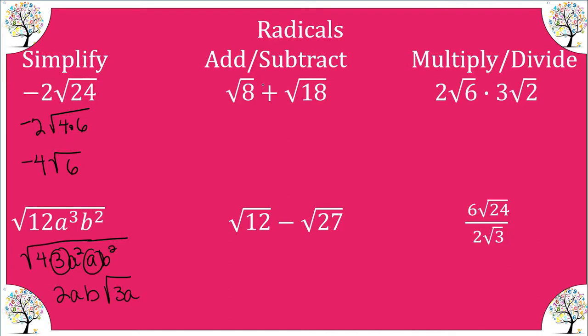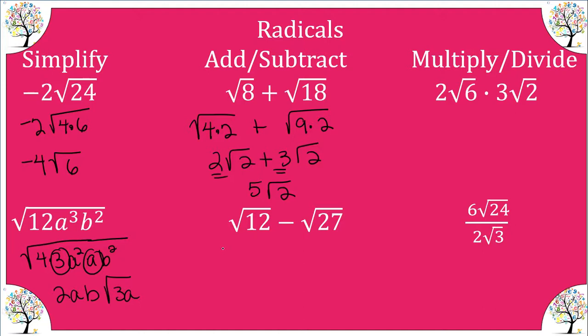When we add and subtract, just like with fractions or combining like terms, our radicands have to be the same. So we're going to simplify first, and we have 4 times 2. And then with 18, we can do 9 times 2. Take the square root of 4, that gives us 2 radical 2, plus take the square root of 9, that gives us 3 radical 2. We add the coefficients, so we have 5 radical 2.